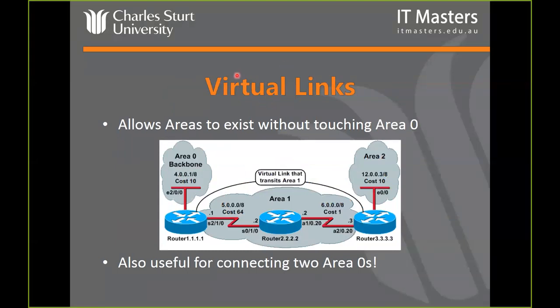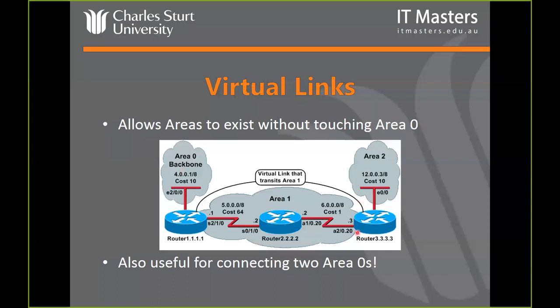So virtual links, as I was saying before, are the way to connect routers that for some reason don't touch area zero. So it provides a transit link into area zero, if you like. If we look at this example here, we have area zero over here. So this router would be a backbone router and an area border router. This router here is just an area router, a standard router. And this router over here is also an area border router because he's got links into area two and area one, but he goes against that rule of OSPF in that it doesn't touch area zero.